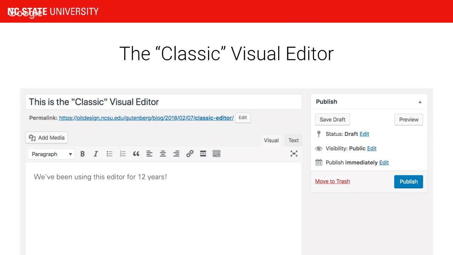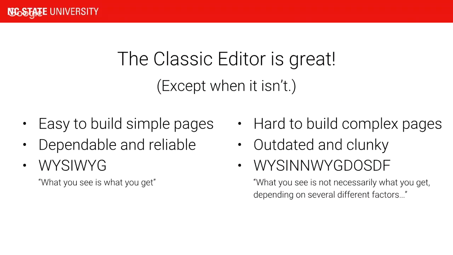So this is the classic visual editor, which is the editor that you've used for years when you're using WordPress. It's now called classic, but you probably just used it as the visual editor, and it's good. It does the things we need to do. It's straightforward, and it's handy. It's mostly what you see is what you get. It's dependable and it's reliable, but it is harder to build complex pages.